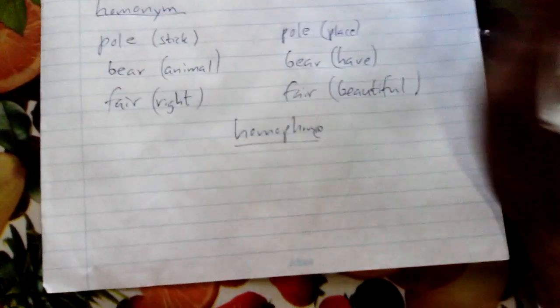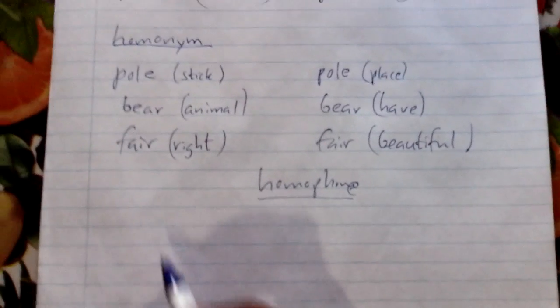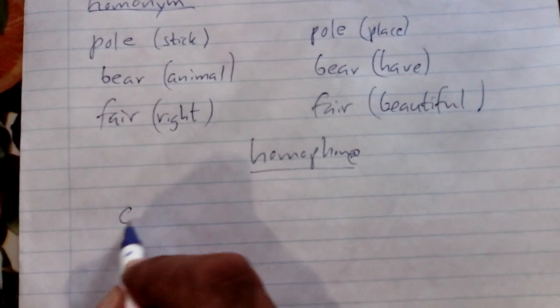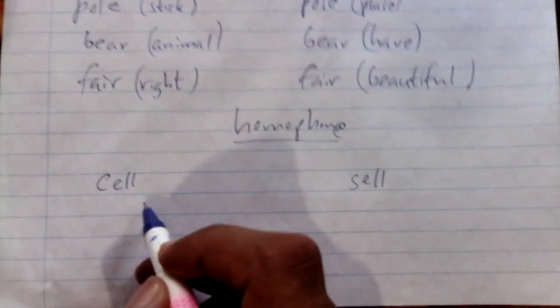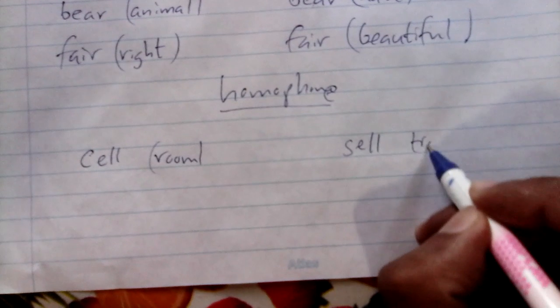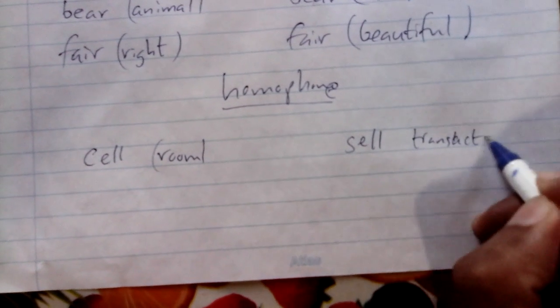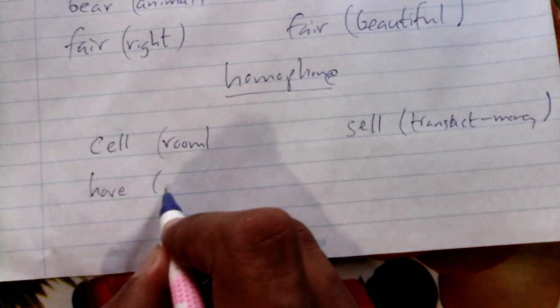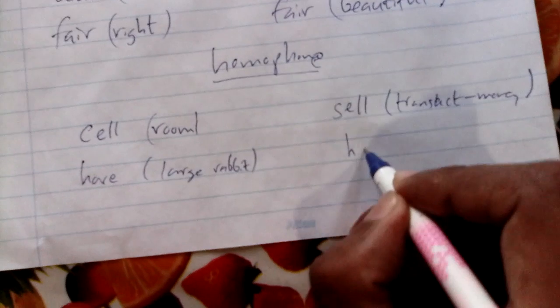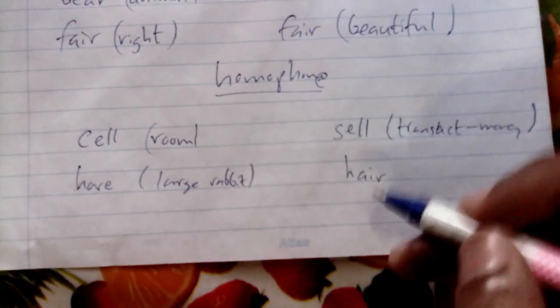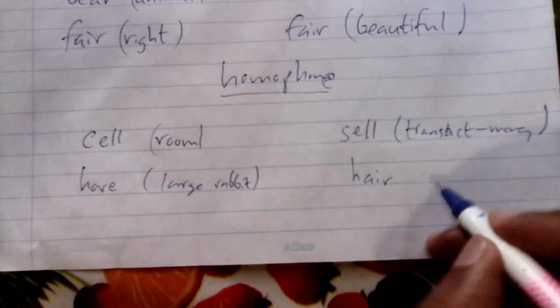So that's what I'm doing here, for Christ's sake. So I'll give you two examples: cell and sell. Here cell means something like a prison cell, a room structure. Here sell means the transaction, to transact, involving money. And here hare is a kind of large rabbit, right? It's a large rabbit, and this hair, it is what you get on your face and on top of your head.